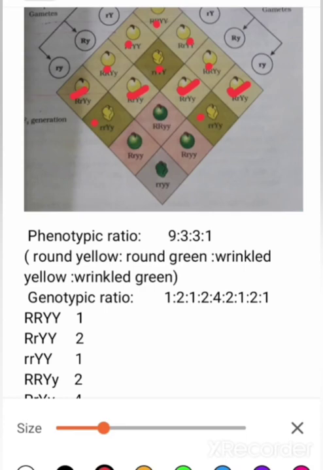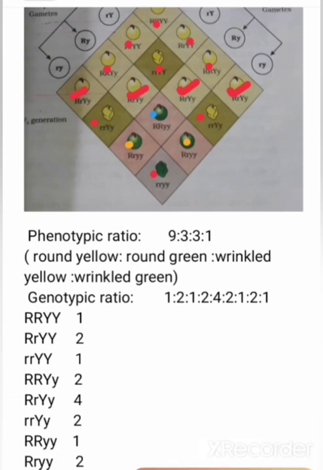Next 1 represents capital R, small y. Again 2, that represents capital R, small y. Then last 1 represents small r, small y. This 1:2:1:2:4:2:1:2:1, that is the genotypic ratio of dihybrid cross.